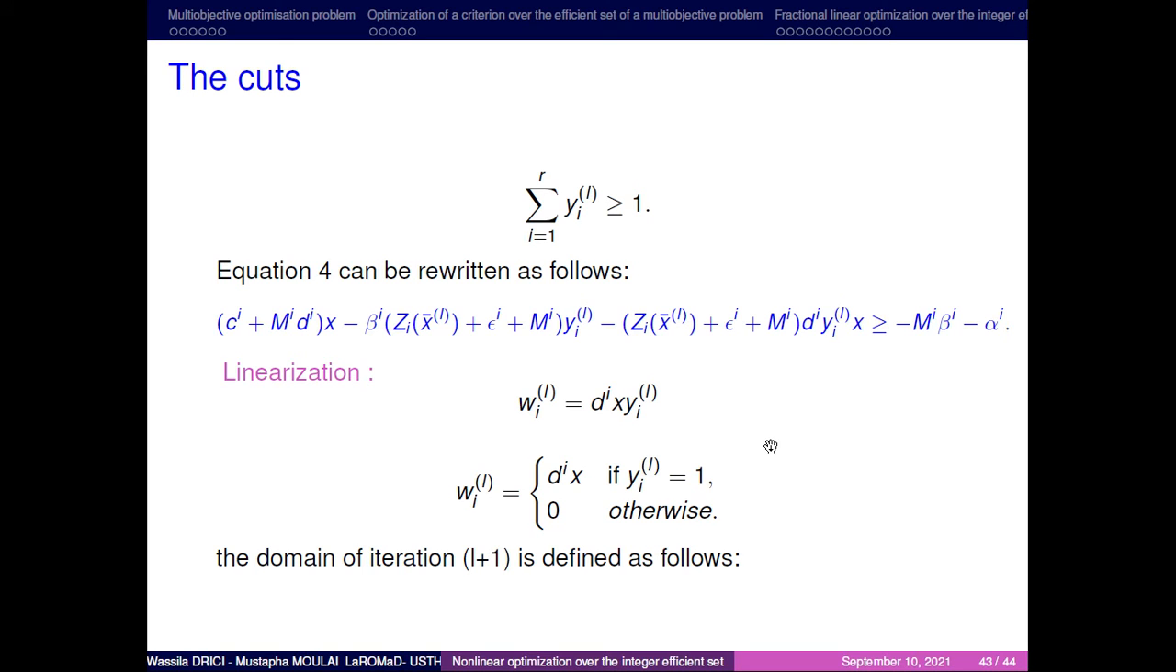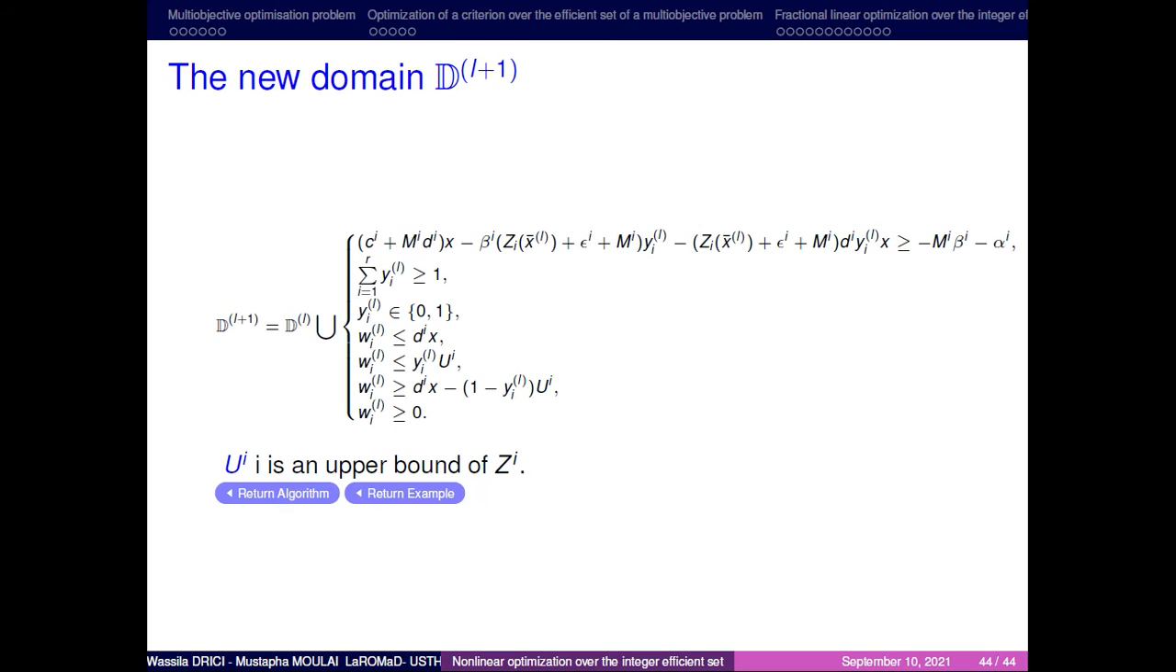Then we have WEL equal to DEX if YEL equals 1 and 0 otherwise. Consequently, the new domain of iteration L plus 1 is defined as the following, where the first constraint represents equation 4. The second and the third one represent the condition relating to the variable YEL.